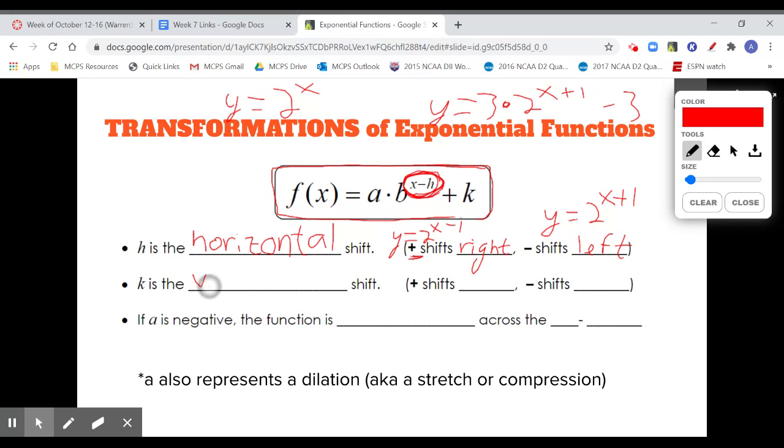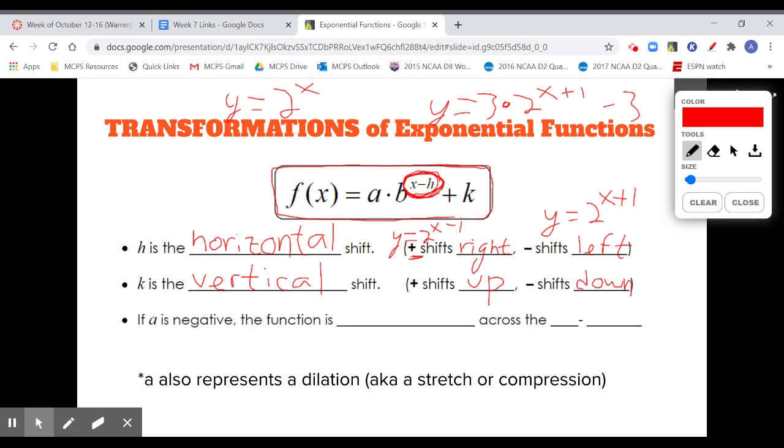So now let's talk about k, which is the vertical shift or the vertical translation. K is pretty straightforward. A positive k value shifts up and a negative k value shifts down. And there's nothing opposite about that. That's just whether you're saying plus a number at the end or minus a number at the end. So that's usually the one that people do not make as many mistakes on.